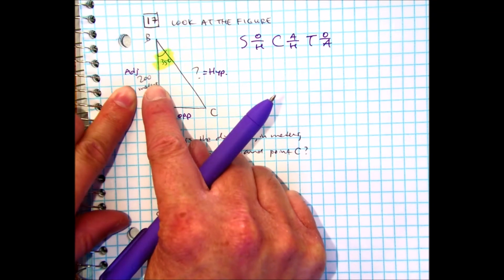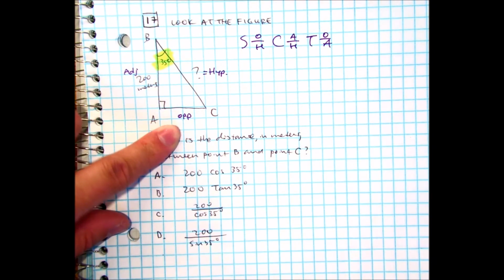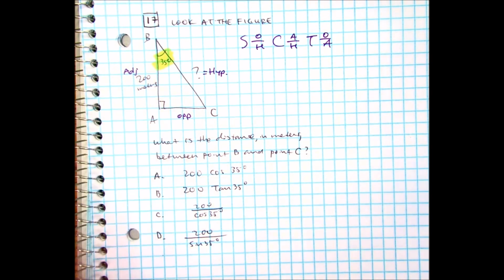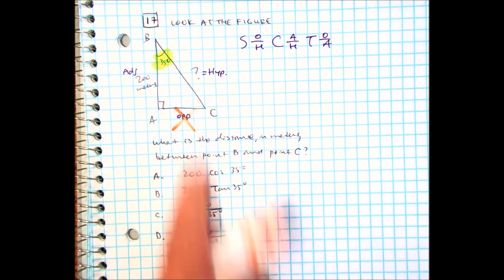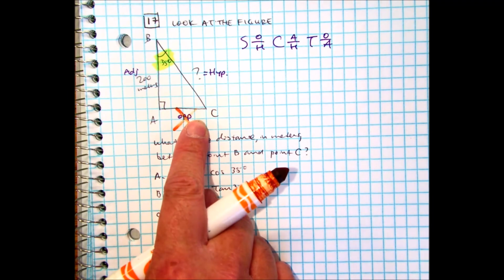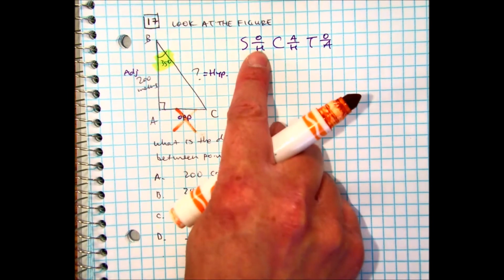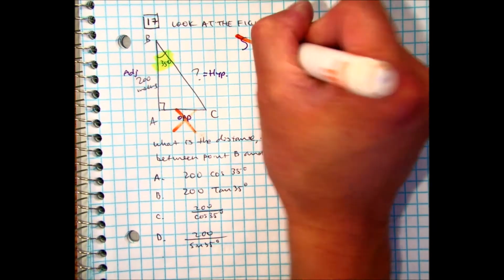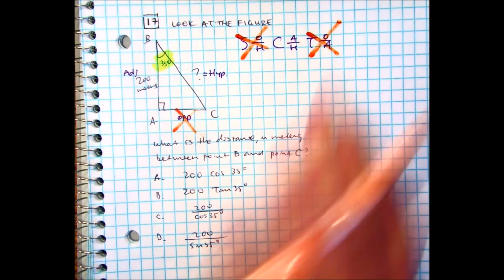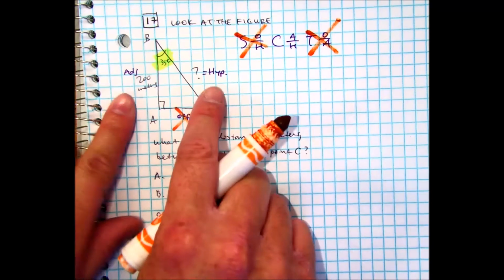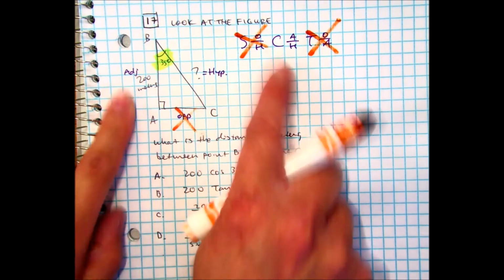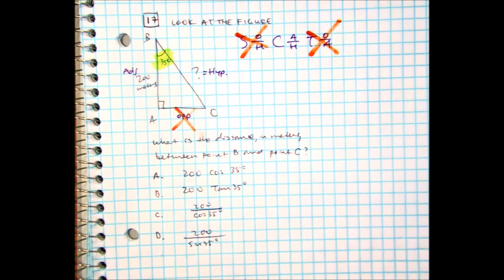I have the adjacent side, but I don't have the opposite side. So I don't need that. I don't need the opposite because there's no number there. There's no given length. Which means that I can cross off anything that has an O. I cross those two off because they have the opposite. And I only need something that has the adjacent and hypotenuse. Class, that one with the letter C is called the cosine.